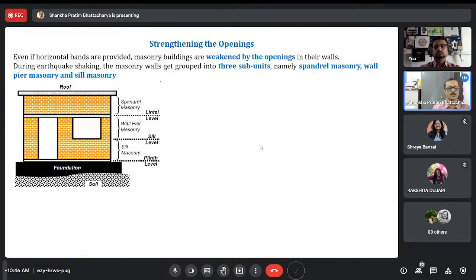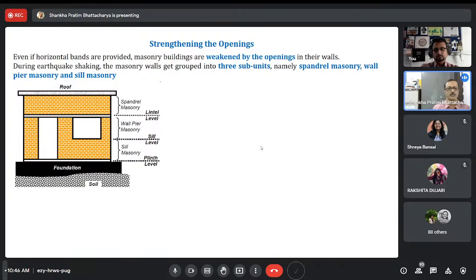The wall with punctures also will try to participate, but it is weak. Why? Because it has some punctures. Due to this weakness, it starts propagating cracks in the initial jerk of the earthquake. As you see now in this particular photograph, by virtue of the lintel band, roof band, and the foundation plinth band, the total building wall, and also the openings, the total building wall has three sub-units.